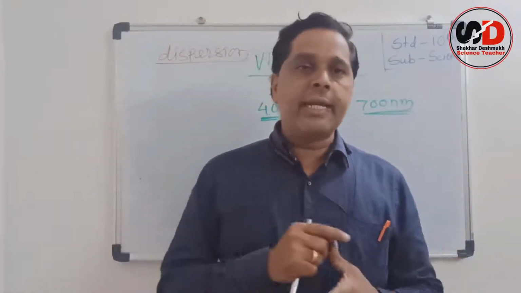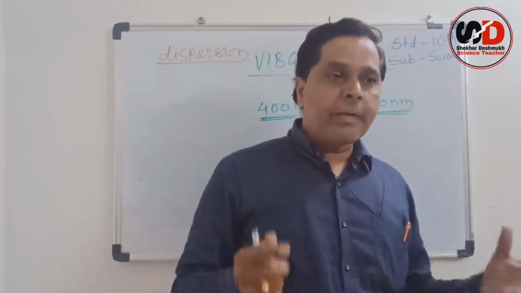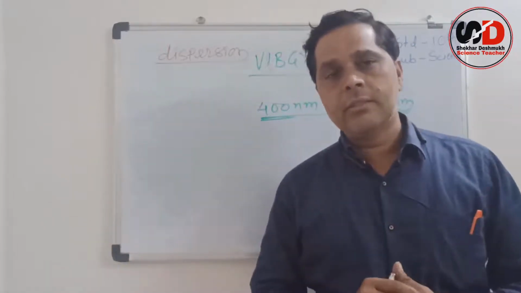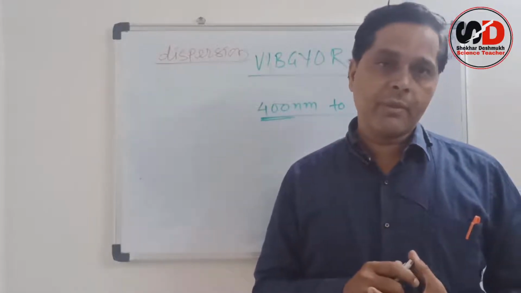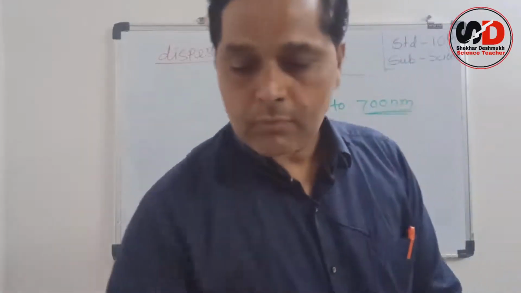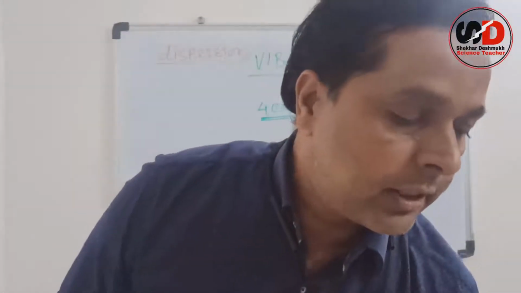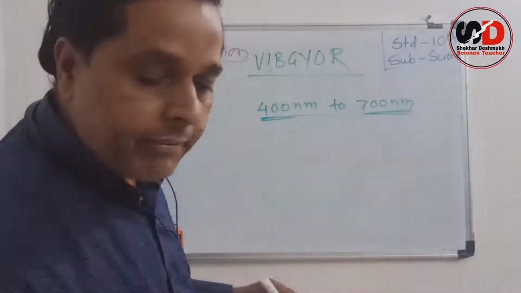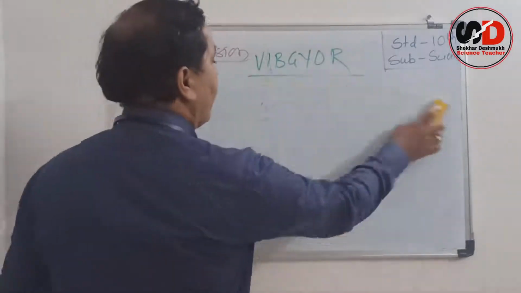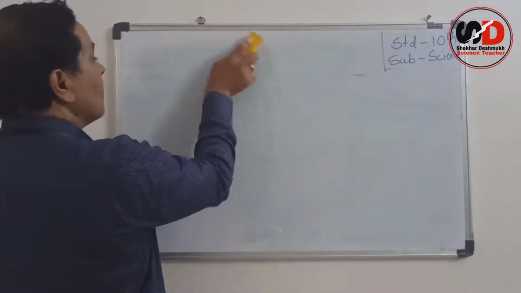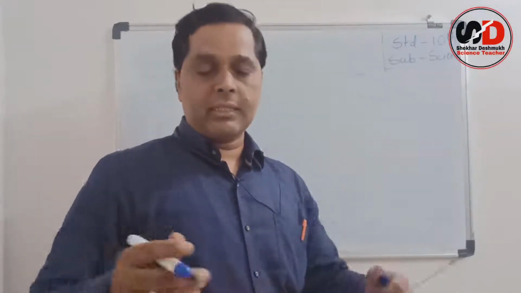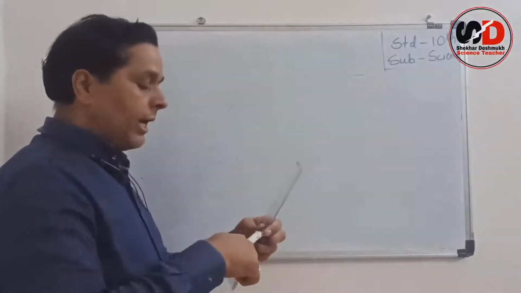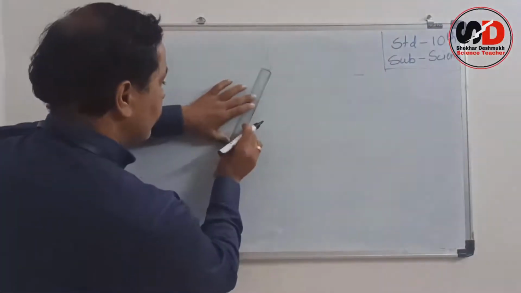Newton was the first scientist who split this sunlight by using a glass prism. So the diagram, it can be asked in the exam, and you may make many mistakes. Let us see. I will draw a diagram here.